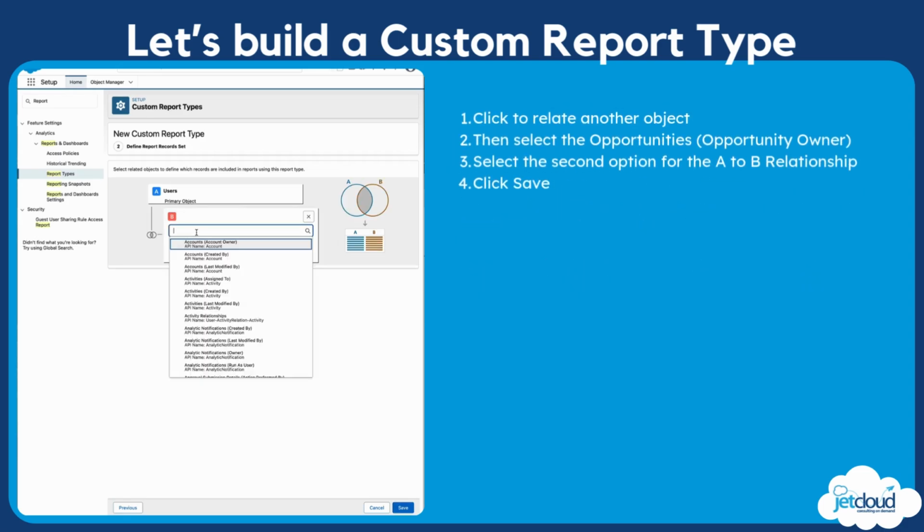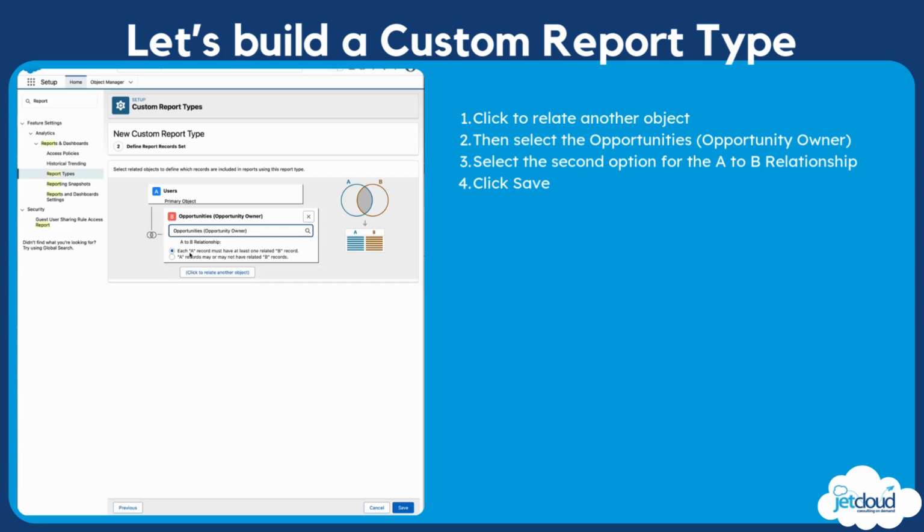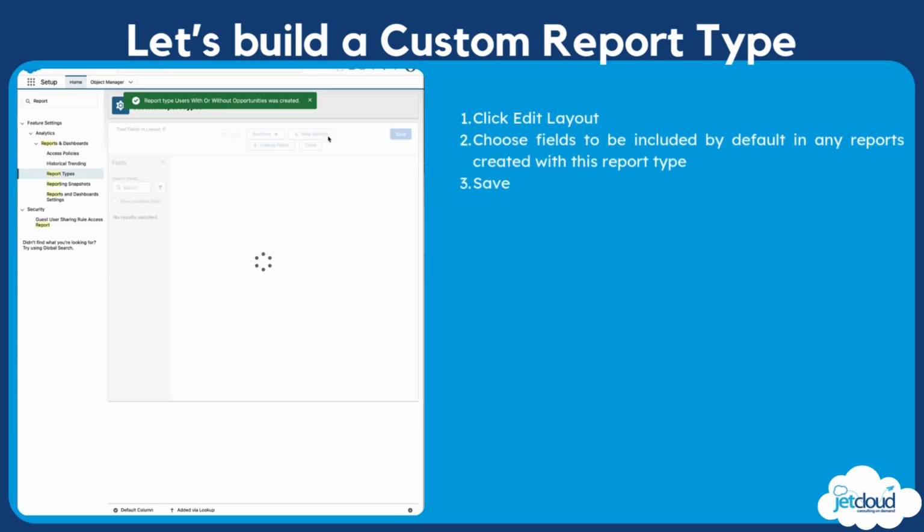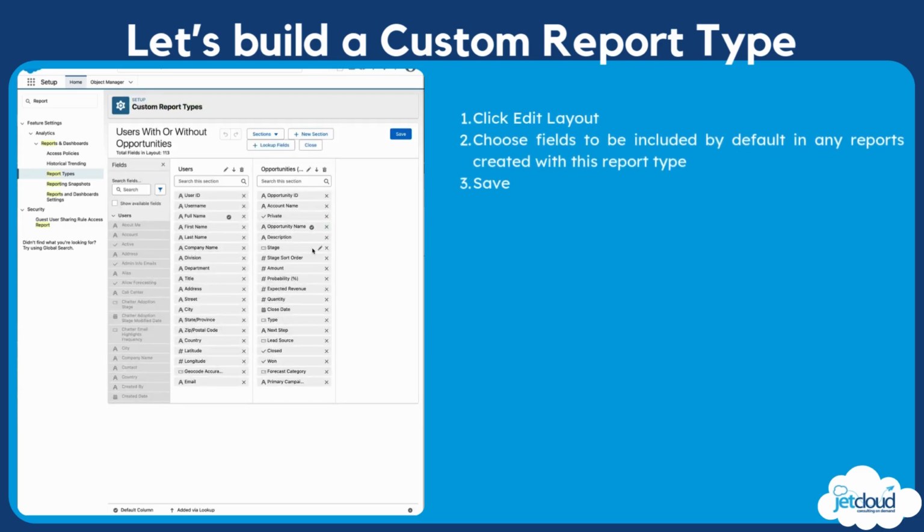Click on Relate to another object and select Opportunities based on the opportunity owner. Select the second option here to allow us to include users both with and without opportunities. Save. You can go and change the layout by defaulting certain fields to always be selected when you create a new report. Save.